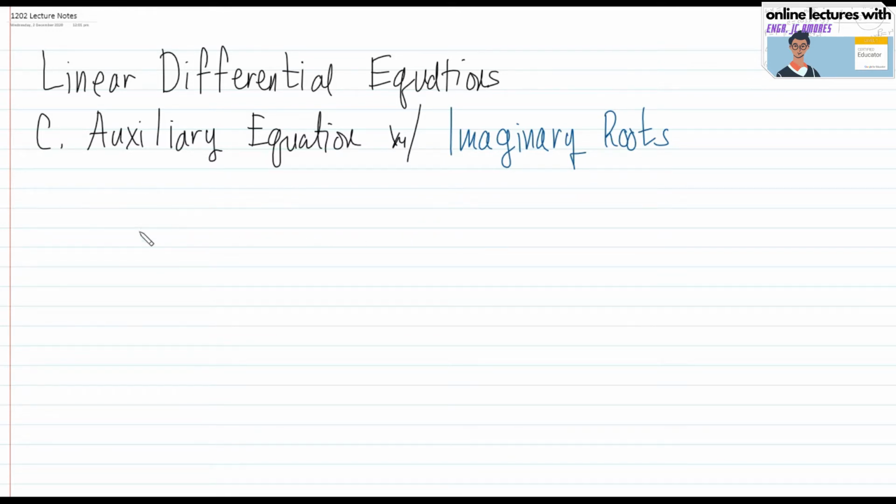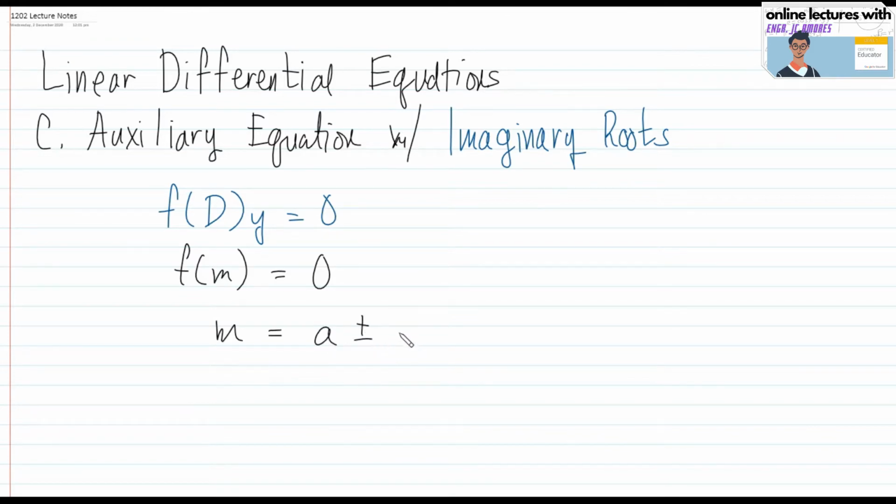So let's say you have a differential equation in the differential operator form, f of D y is equal to 0. And we know that after this, we would obtain the auxiliary equation f of m is equal to 0. And then after solving for the roots, we would come to the conclusion that the roots of this auxiliary equation are imaginary. So let's say you have a plus and minus i b.